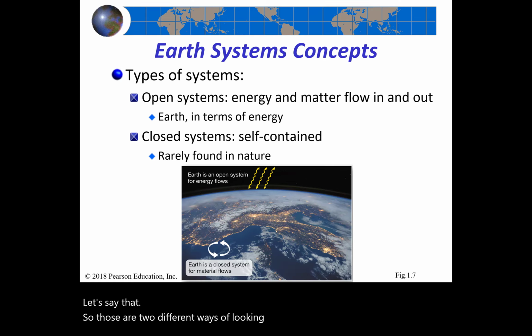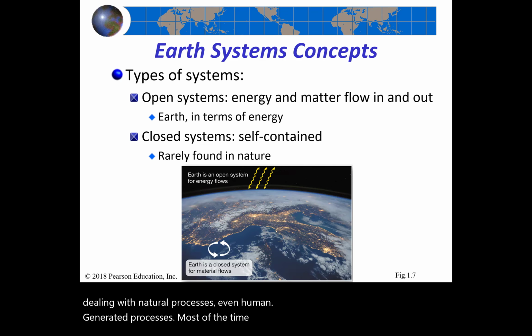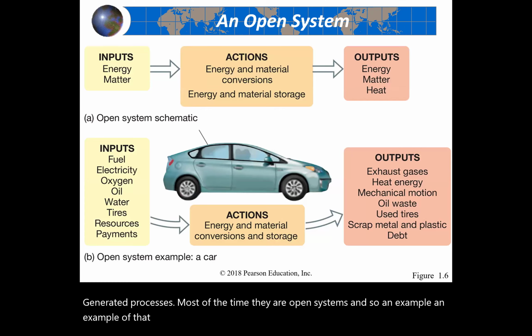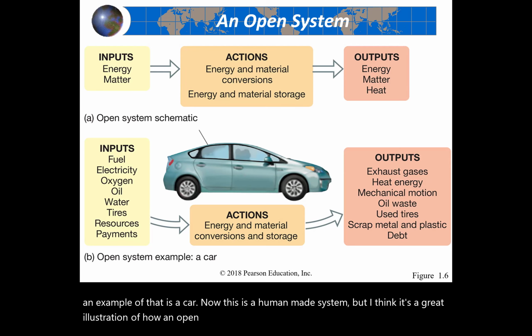But again, because we're dealing with natural processes, and even human-generated processes, most of the time they are open systems. An example of that is a car. Now, this is a human-made system, but I think it's a great illustration of how an open system works with inputs, with energy and matter.